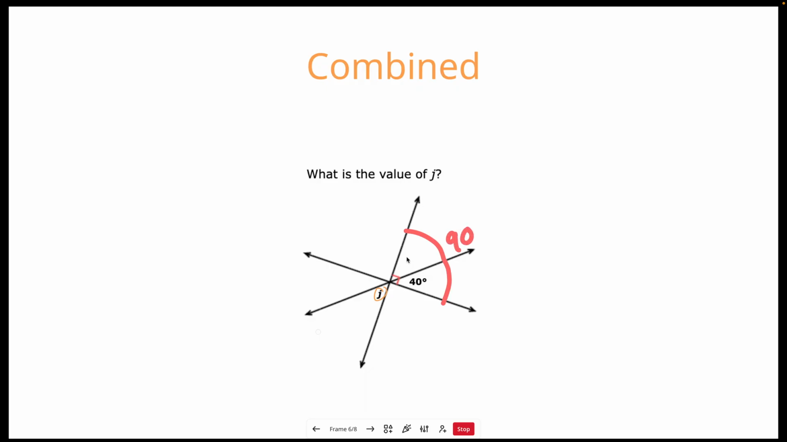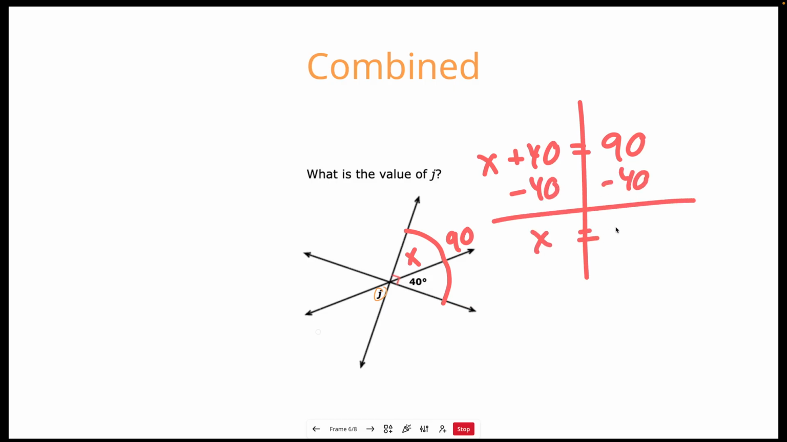So let's call this corner that we don't know x. And then we just say x plus 40 equals 90. You solve, you get x equals 50. And now we just said a second ago that if we know this corner, then we know that j is the same, so j is therefore 50. So there I had to use complementary angles and adjacent angles, 90 degrees, solve the equation, and then use vertical angles.